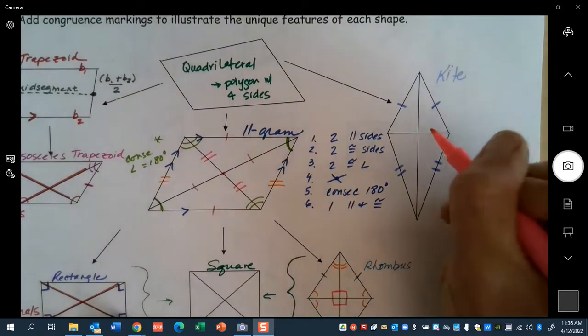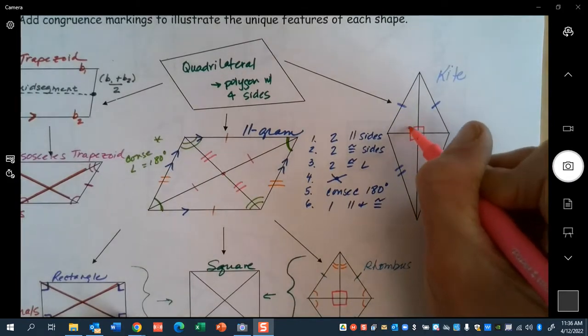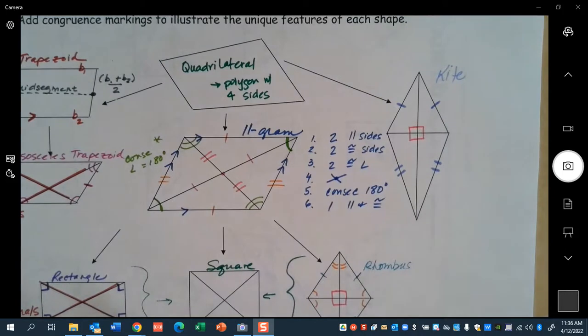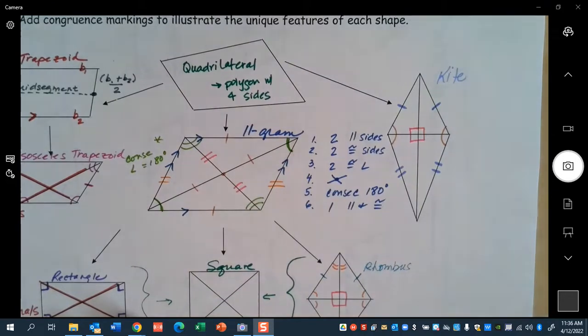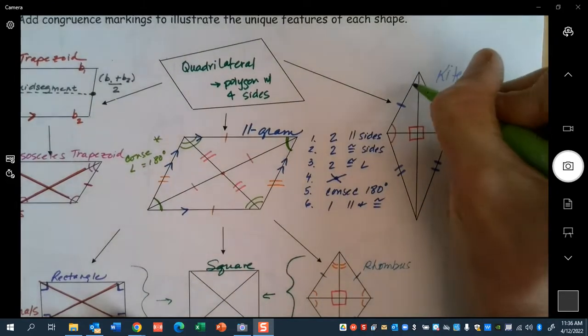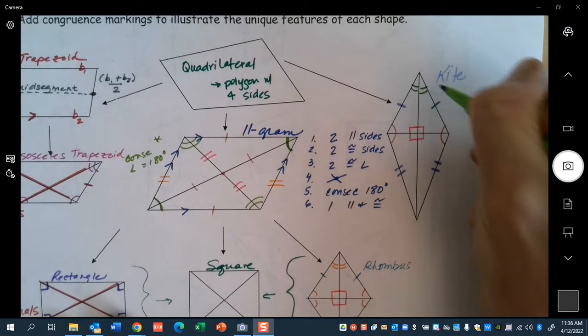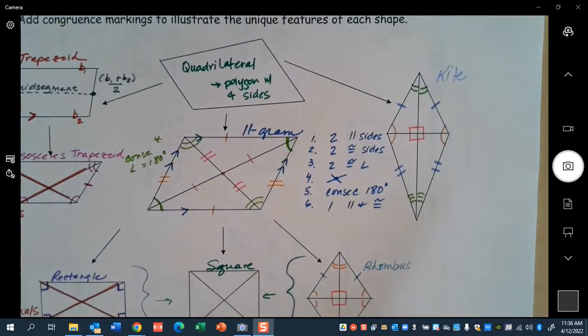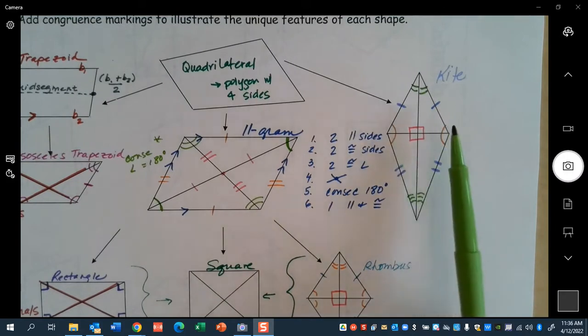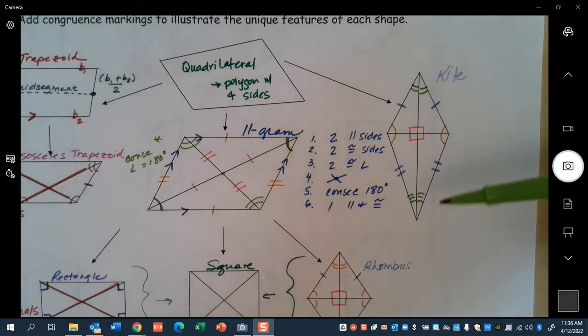It also has our perpendicular diagonals. It has one set of opposite congruent angles, and the non-congruent angles are bisected. So that's a little bit confusing. These angles are not bisected. These angles are not congruent. So make sure you understand those markings carefully for our kite.